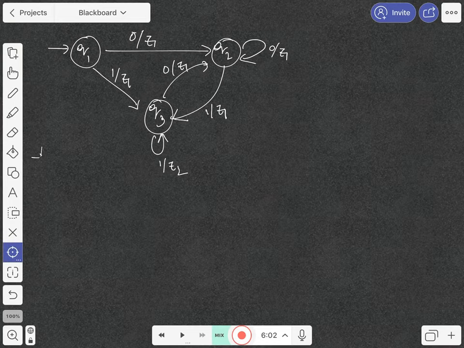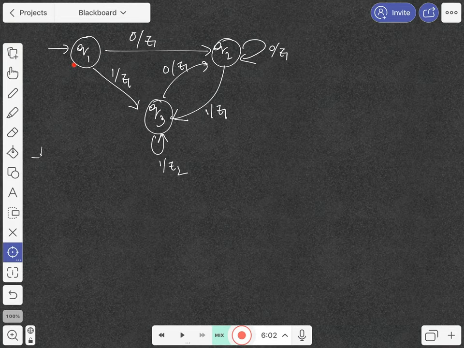Now consider this state diagram. As it is a Mealy machine, the output depends upon the present state as well as the present input. Which one is the output over here? Z1.